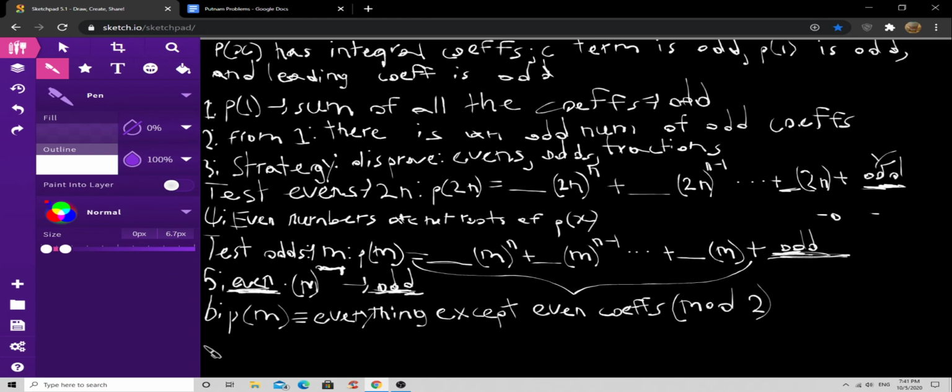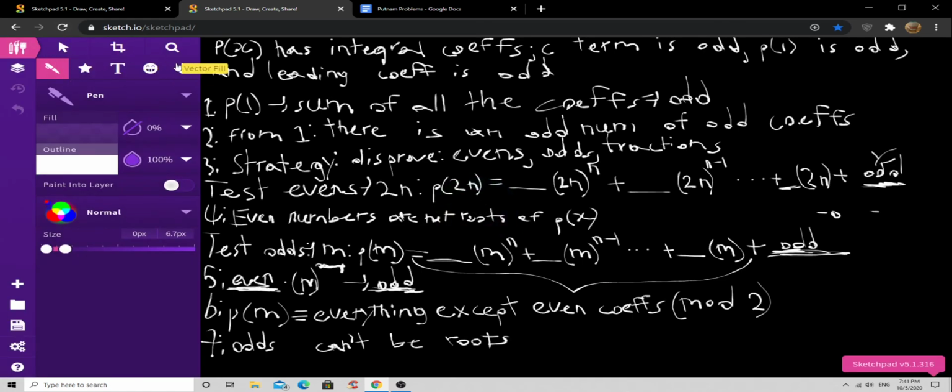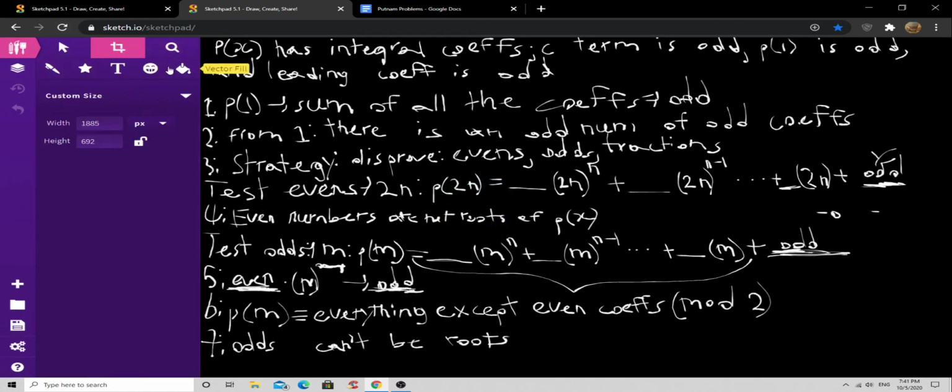So let's take that. So odds can't be roots. Okay, I'm going to duplicate this tab. And then I'm just going to select everything.